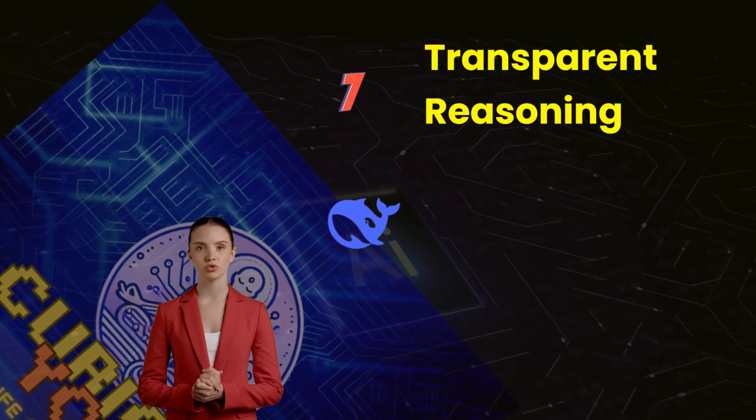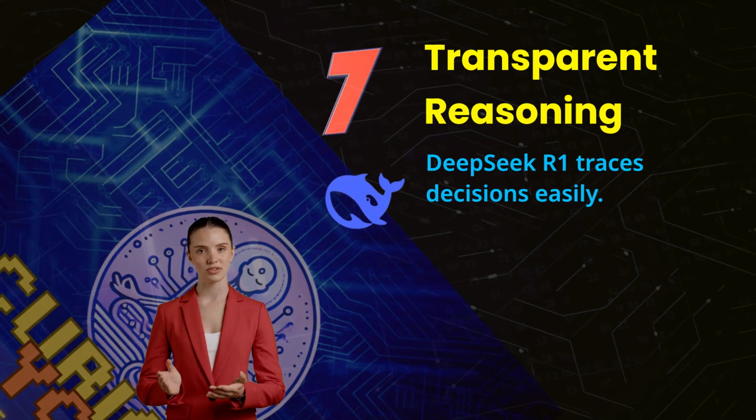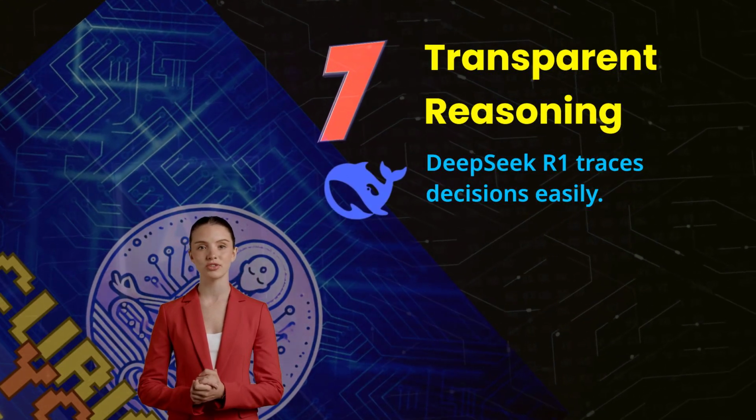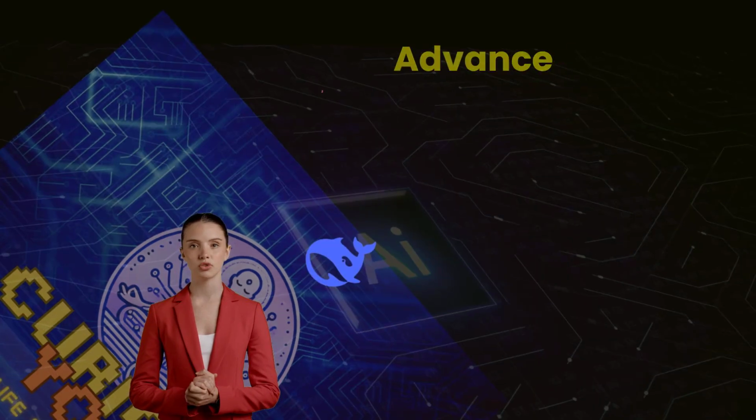Number 1. Transparent reasoning. DeepSeek R1 provides a step-by-step reasoning process, allowing users to trace decisions and identify errors, unlike black box models.